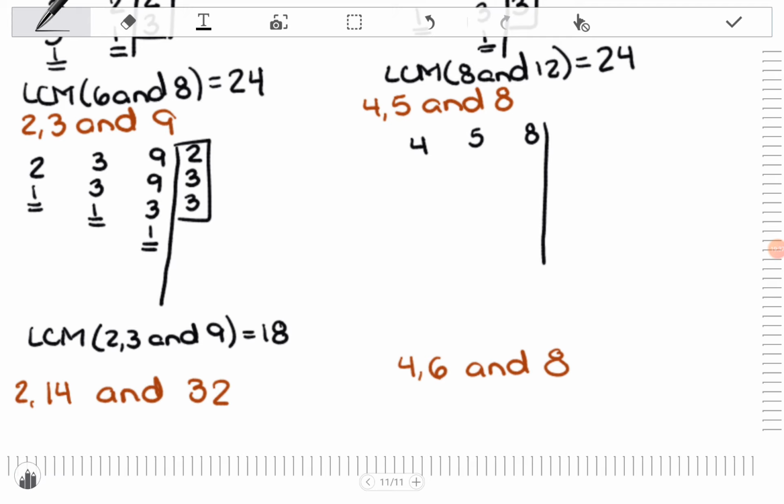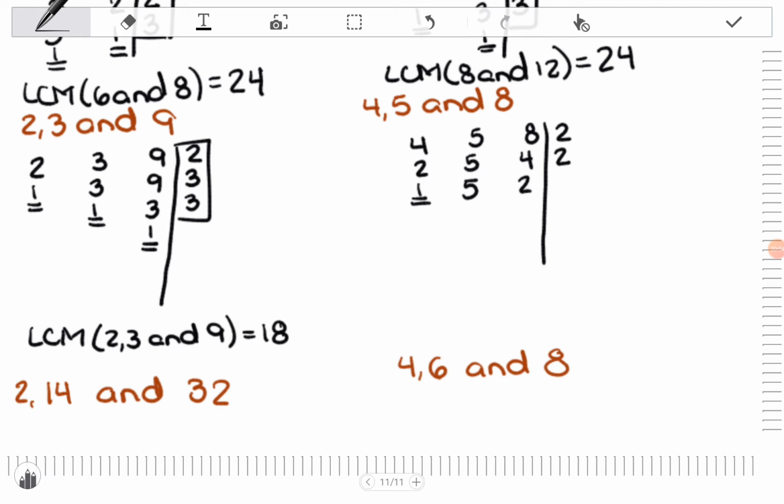Okay. We're going to start. Can we start with a 2? Yes. 4 divided by 2 is 2. 5 divided by 2 is not possible, so we bring it down. 8 divided by 2 is 4. Can we keep going with the 2? Yes. 2 divided by 2 is 1. We finished here. 5 divided by 2, not possible. We bring it down. 4 divided by 2, 2.